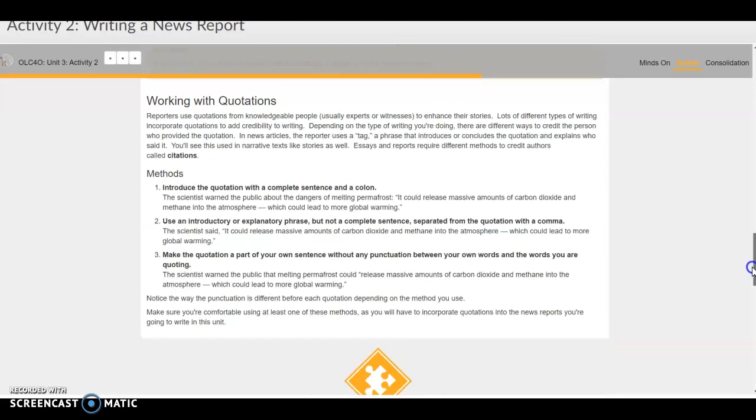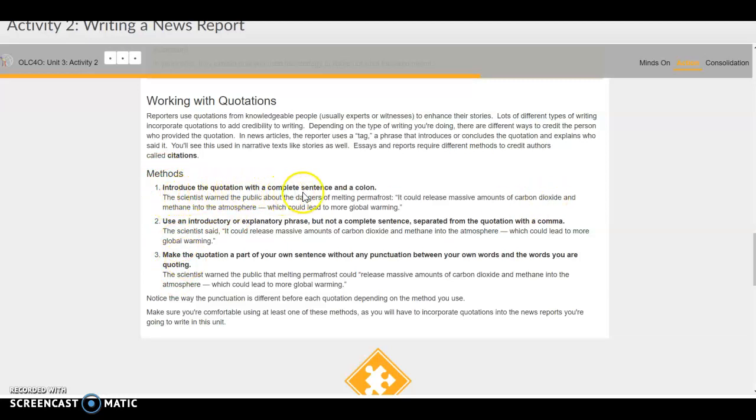With that said, something else that we're really going to have to know well in this unit is how to work with quotations. When you write news reports, you have to include quotations from witnesses or from experts, people that know the event that you're writing about, people that were there or that have a strong opinion about the event you're writing about, and so you have to include their quotations or their own opinions. And so what you're going to do here is you're going to be given 3 different methods on how to write quotations in a news report.